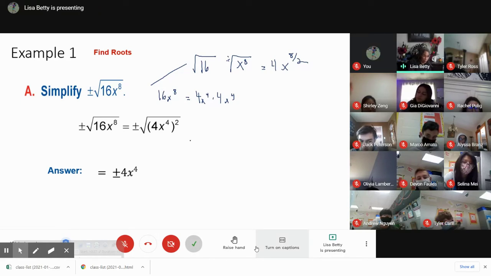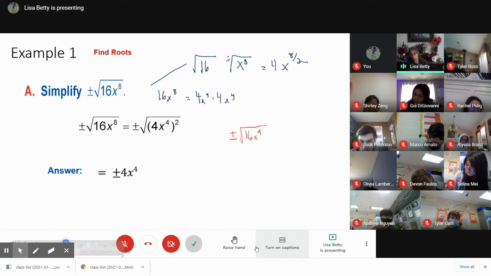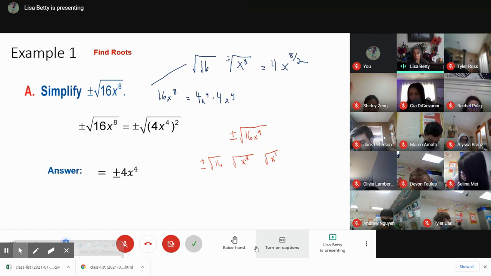I do want to say this because I forgot to give you an example that makes it clear. If I was to ask you to simplify positive or negative, please write this one down, square root of 16x to the 9th power. It changes slightly. There's a 9 there, and it doesn't divide evenly by 2. So what you're going to have is positive or negative square root of 16 times the square root of x to the 8th times the square root of x to the 1st, because x to the 8th times x to the 1st. I got a leftover, that's what I'm saying.